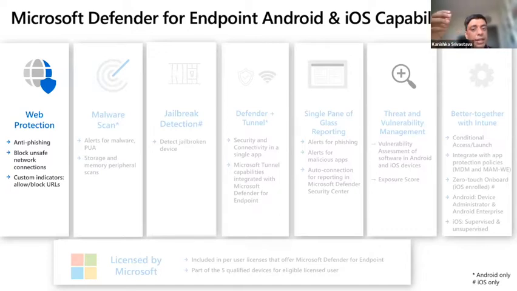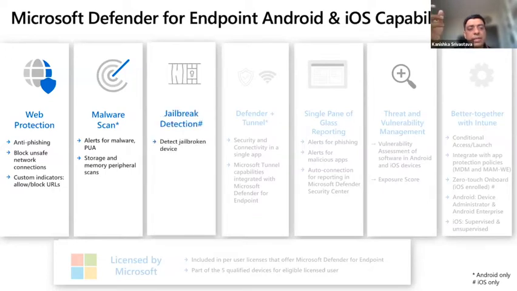Then come the custom indicators. All the good work that you've done for Windows, where you would allow a particular domain or block a certain URL, all those things are also carried over to mobile, and now you can have the same protection capabilities on mobile devices. Next comes malware scan. Here, whether it's malicious apps, potentially unwanted applications, file scan capability, or the ability to scan additional storage devices, all these are something that we would cover.